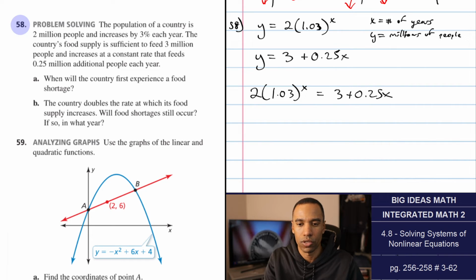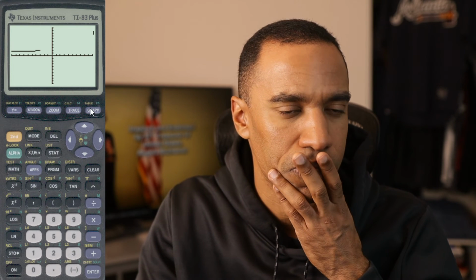So in the calculator, we're going to do 2 times 1.03 to the x power. And over here, I'm going to do 3 plus 0.25 times x. I probably should have done slope-intercept form. I don't know how far I have to zoom out for this. One's exponential, but it's like a curve thing, so I don't know how good or bad it's going to look. Let me just sketch the graph and see what's going to happen.